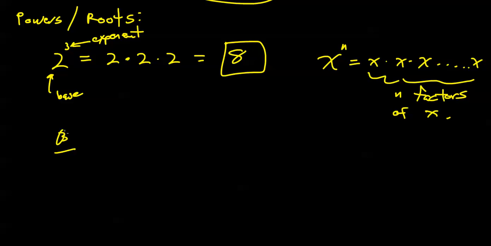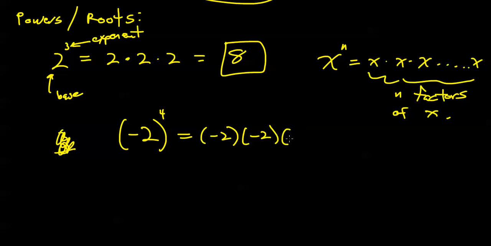Let's try, oh, hang on, I jumped the gun. Book makes a big deal about this one, (-2) to the 4th power. Alright, (-2) to the 4th power, well, by definition, it's minus 2 times minus 2 times minus 2 times minus 2. I'm guessing most of us can do this in our heads. Minus 2 times minus 2.